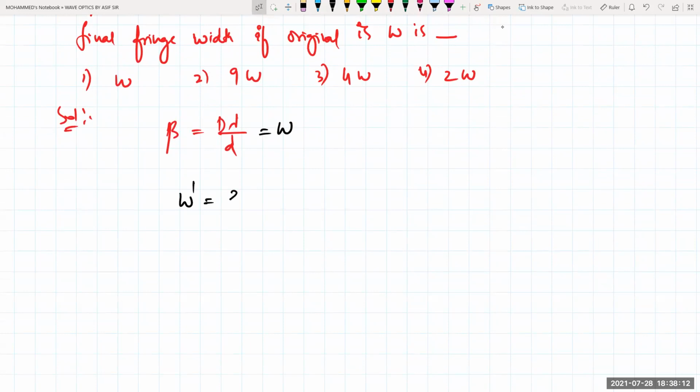Capital D is 2 times D. Wavelength is not changed, that is lambda. But small d dash is becoming d by 2. Very good. So that will become 4 times capital D into lambda divided by small d. This will become 4 times W. Yes, sir. Very good.